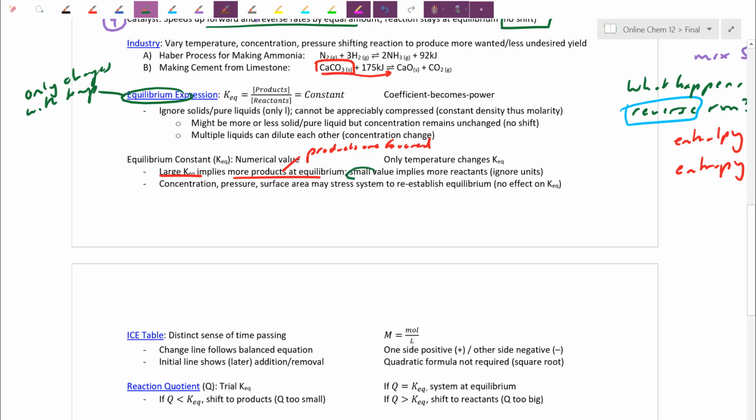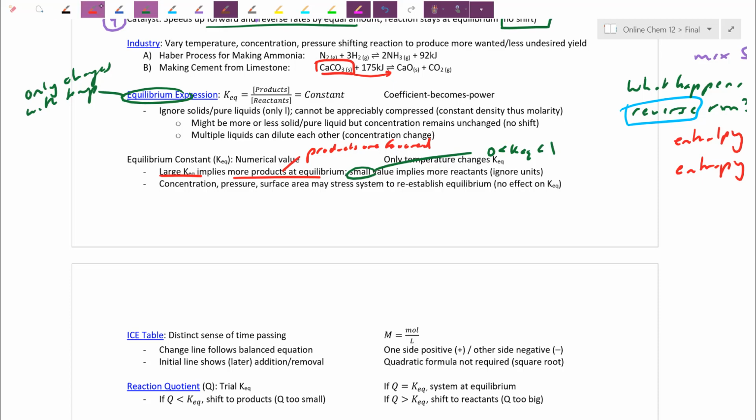If K is small, how small are we talking? If it's between 0 and 1, that one means reactants are favored. We're in this balanced state here. Forward rate equals reverse rate. Concentrations stay constant in time. But we actually have a situation where reactants are favored.